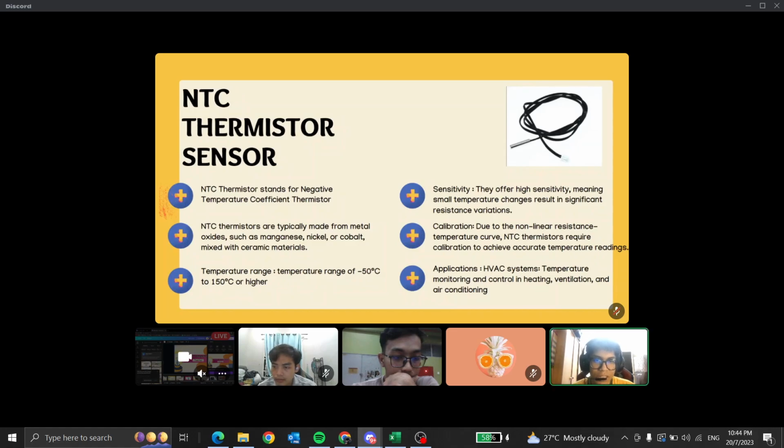The sensitivity of this thermistor sensor is high, meaning small temperature changes may result in significant resistance variation. For calibration, due to the non-linear resistance-temperature curve, NTC thermistors require calibration to achieve accurate temperature readings. The applications of NTC thermistor sensors are many, and one of them is HVAC systems, for temperature monitoring and control in heating, ventilation, and also air conditioning.